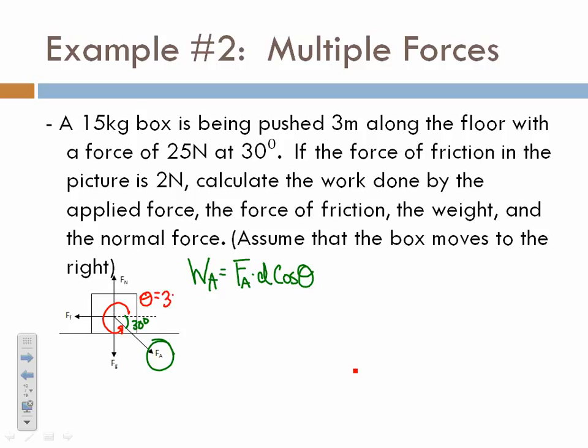We should get an angle of 330 degrees for that force. All right, so that's what we're going to use for force A. So force A here is 25 newtons, times our distance of what? 3 meters times the cosine of 330 degrees. And we get the work done by force A. So go ahead, again, punch it into your calculator.